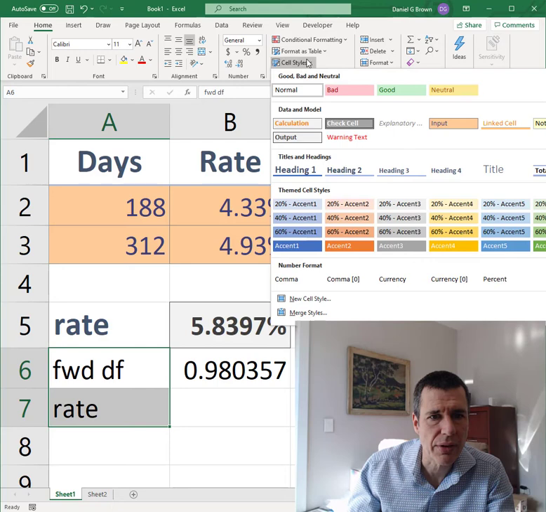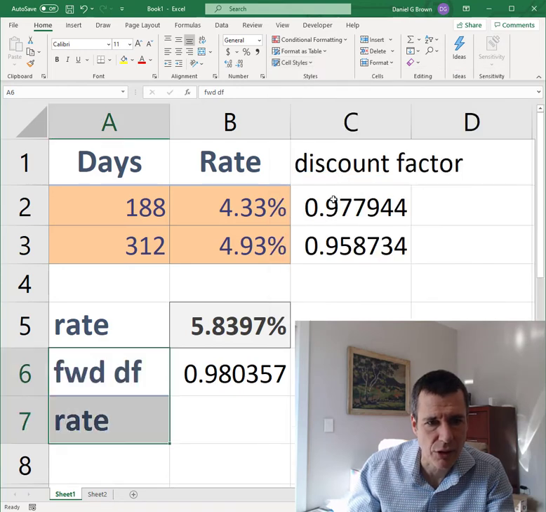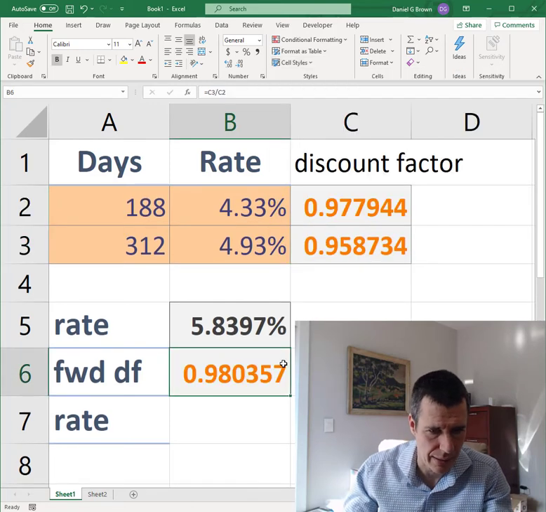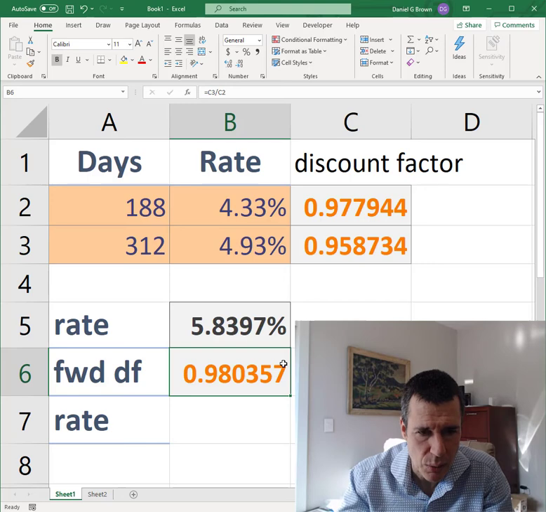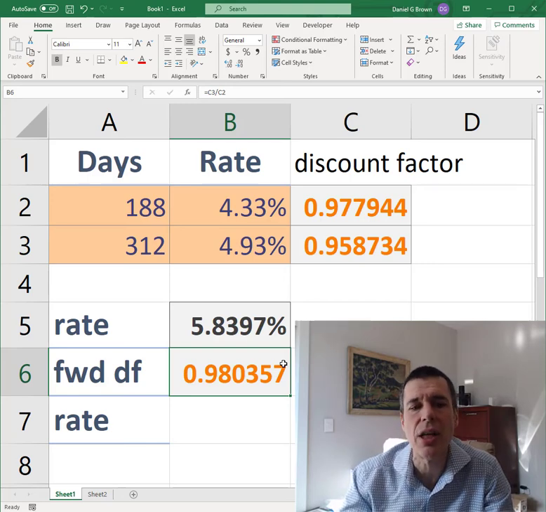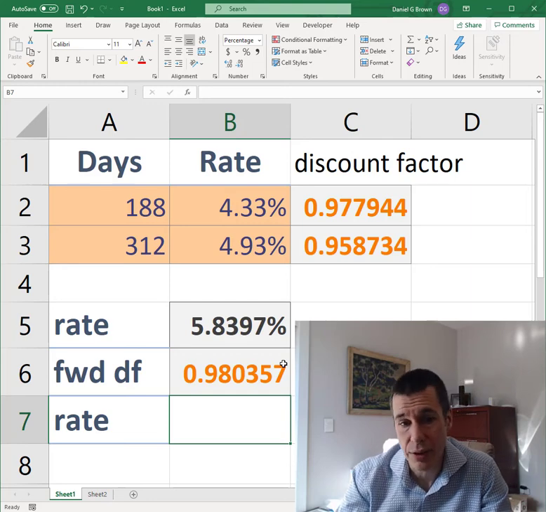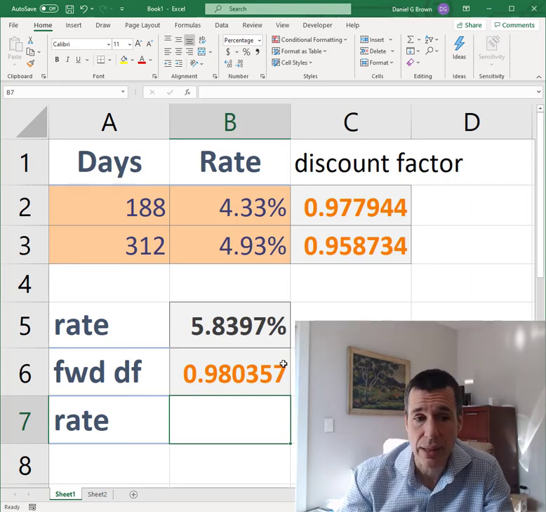Let's format these as heading 2. These two are calculations because we like to see them, but we don't necessarily need to figure out what's going on. We've just done discount factor calculations and calculated a forward discount factor. Now we want to find the forward rate from the forward discount factor.